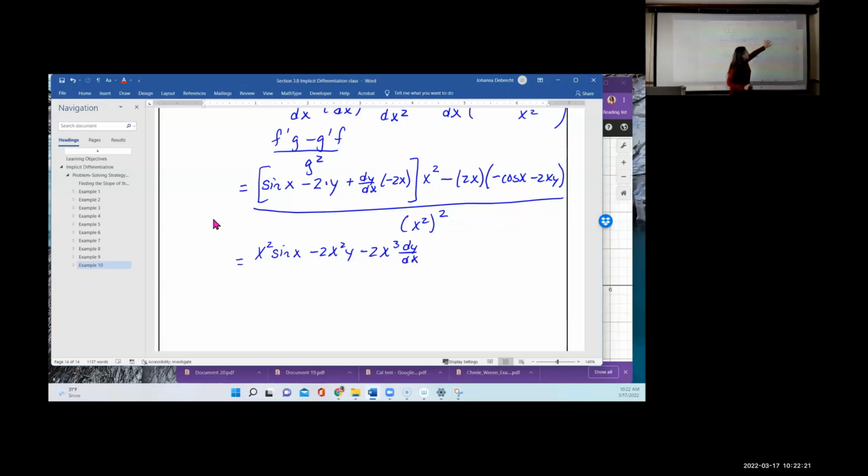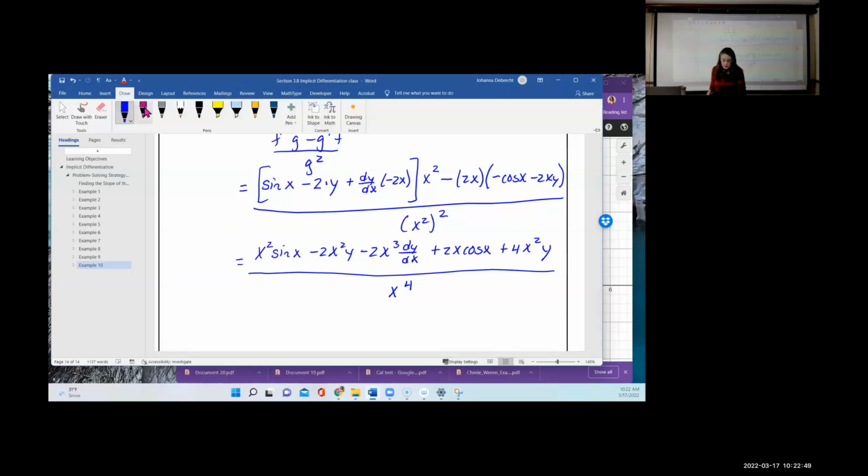Now we distribute the negative 2x over the second factor. Negative 2x times negative cosine x is a positive 2x cosine of x. Negative 2x times a negative 2xy is a positive 4x squared y. And I'm dividing the whole thing by x to the fourth.